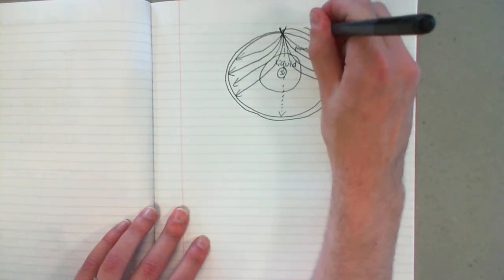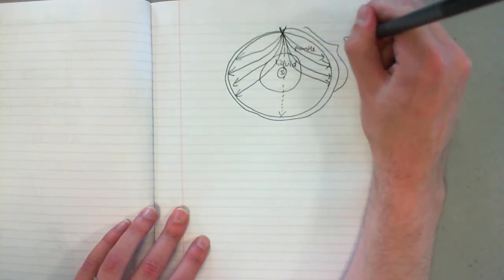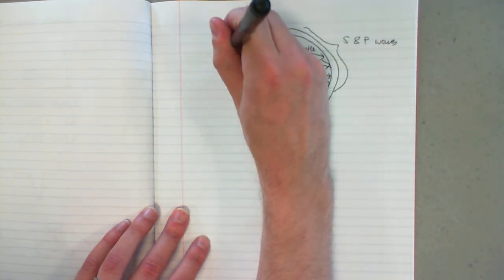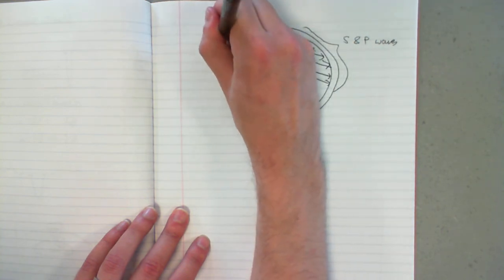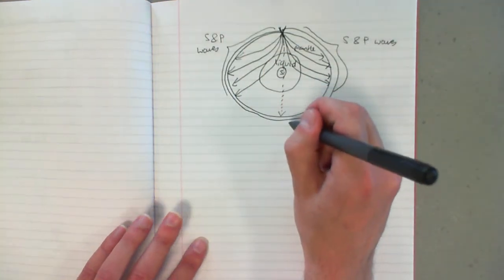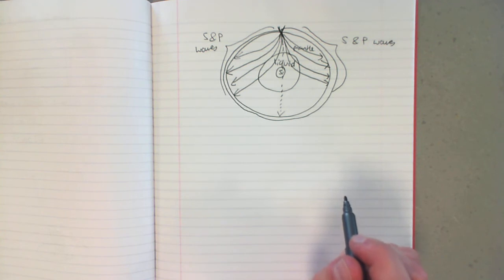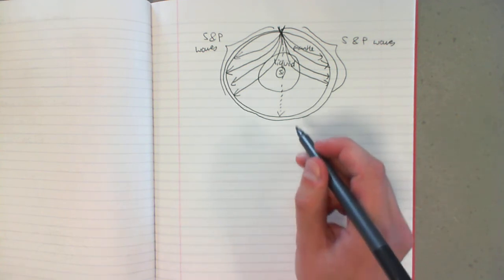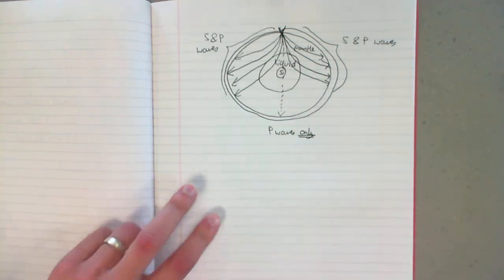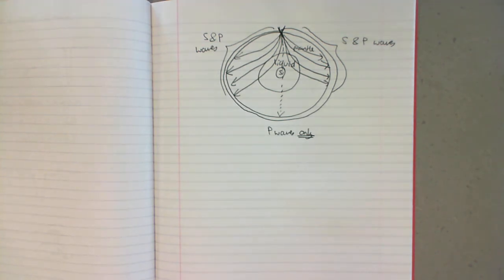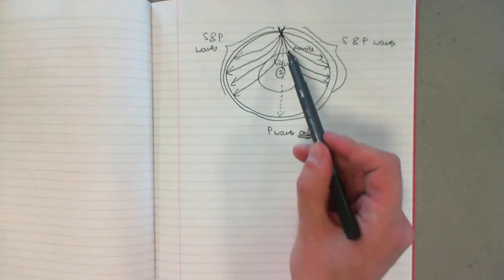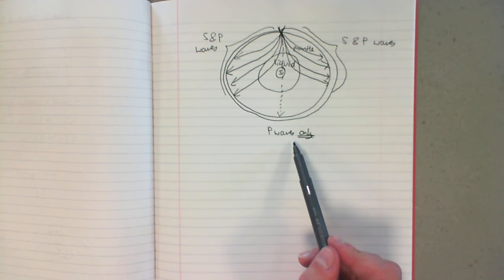So we've got this area here where we get S waves and P waves. And we get this area here where we get S waves and P waves. But we get this area down here where we only get the P waves. And that's really important. So how do we apply this knowledge of S and P waves on the sides of the epicenter and P waves only on the other side of the world?